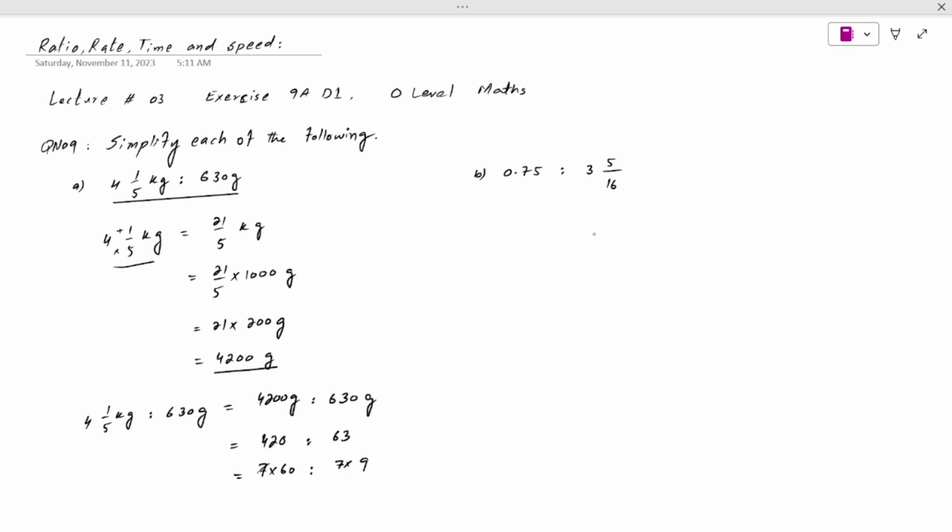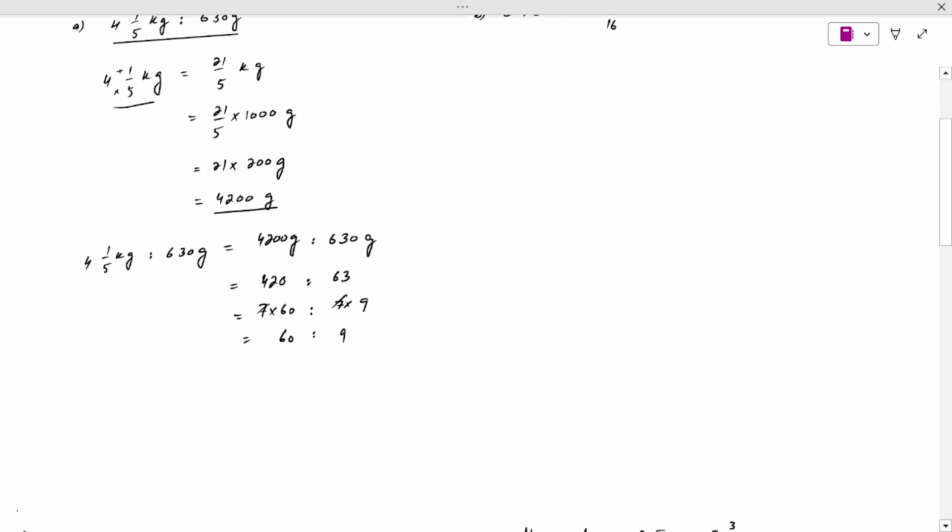We can cancel 7 now, so we are left with 60 ratio 9, and this can also be simplified by using the table of 3. That is 20 ratio 3, because 3 twenties are 60 and 3 threes are 9. So 20 ratio 3 is the simplified form of this ratio. You can also write the reasons, dividing by 3 here and dividing by 7 there, and so on.